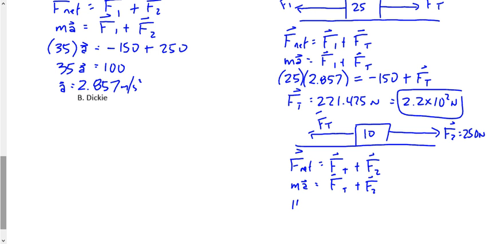M is 10. A is 2.857. Now tension, we don't know. We just solved for it, right? But we're pretending we don't know it here because we're solving it as if we hadn't analyzed the first object, the 25 kilogram object. F2 is 250. So we're going to say 10 times 2.857 is 28.57.